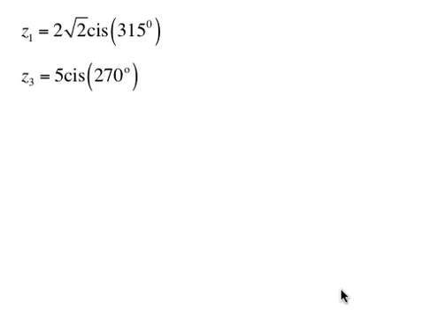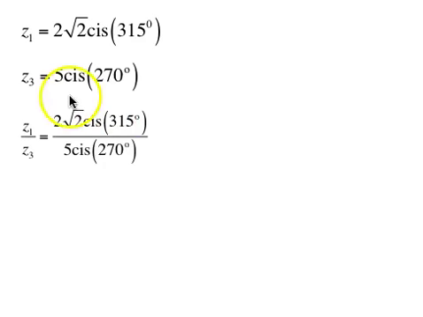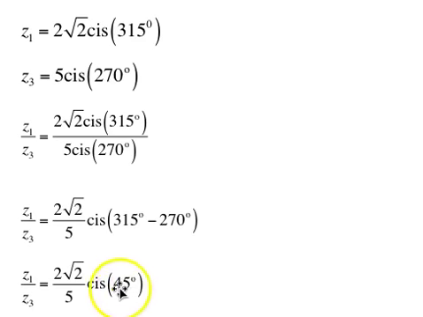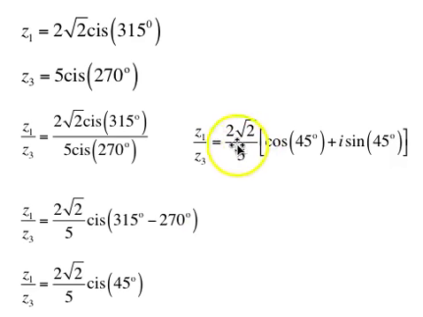Next up, I have z1 and z3, and I want to divide them. If you're dividing complex numbers, you divide the absolute values, you divide the r's, 2 root 2 over 5, and then subtract the angles. So 315 minus 270 just gives us what? Just gives us 45 degrees. So we certainly could simplify that because we know what the cosine of 45 degrees and the sine of 45 degrees are. But all we wanted here was the polar form. So let's rewrite that as cos 45 plus i times the sine of 45. So z1 divided by z3 has modulus 2 root 2 over 5 times cis 45, which means cos 45 plus i times the sine of 45 degrees.